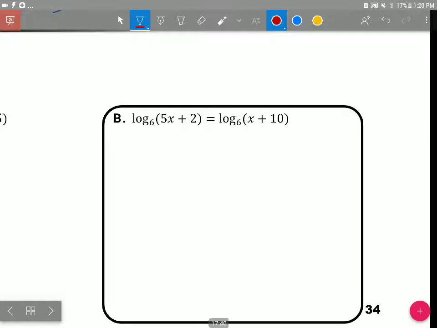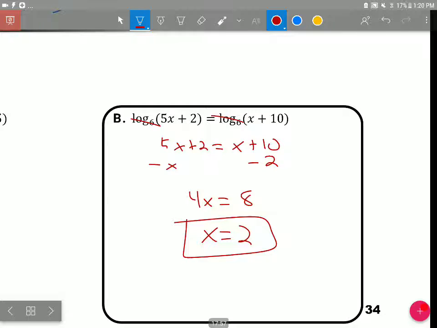Start recording again. There we go. Log of 6, log of 6. We got 5x plus 2 equals x plus 10. I'm going to move the x's to the left again. So that's 4x equals 8, x equals 2. Like I said, it doesn't matter which way you go. You can move the x's to the right instead of the left, and you still would have gotten positive 2 as your answer.